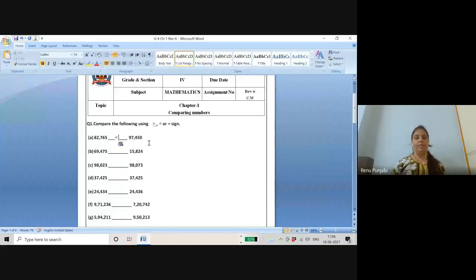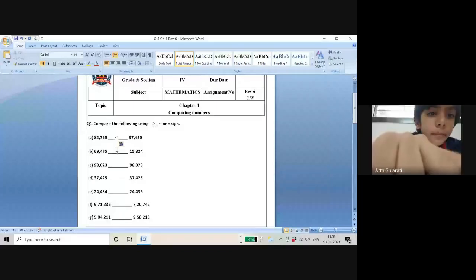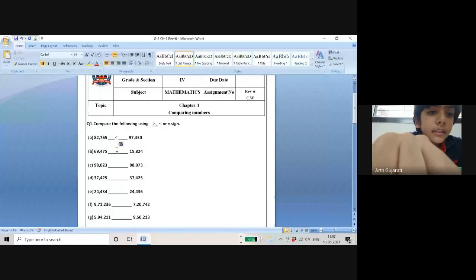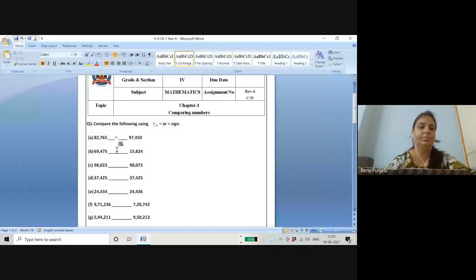I will go to the next one. Yes, Arth Gujarati, tell me, read the next one. Ma'am, number B: 69,475 and 15,824. Which sign will I put here? Greater than sign. 69,475 is greater than 15,824.